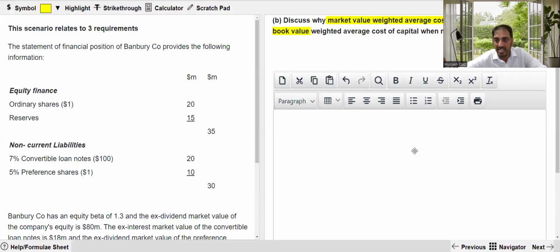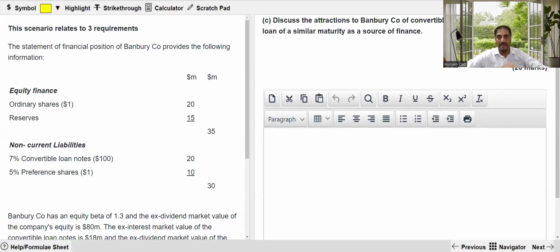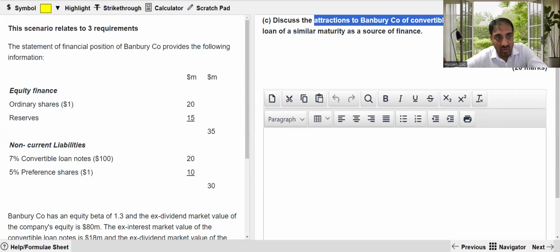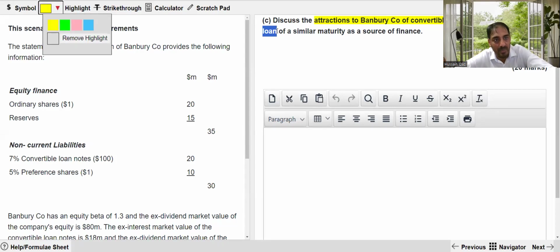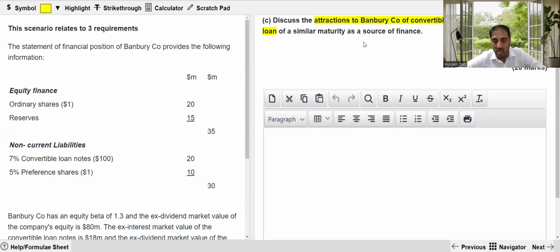Next, part C. Come on, the last one. The last question of this practice session. Read it. Discuss the attractions to Banbury of convertible debt. Attraction to Banbury of convertible debt means the advantage of convertible debt compared to bank loans of similar maturity as a source of finance.